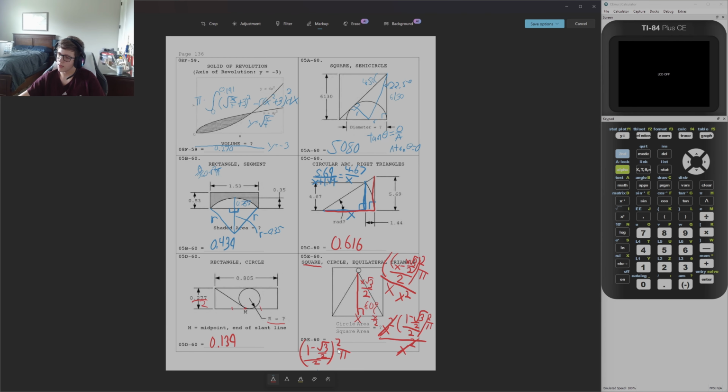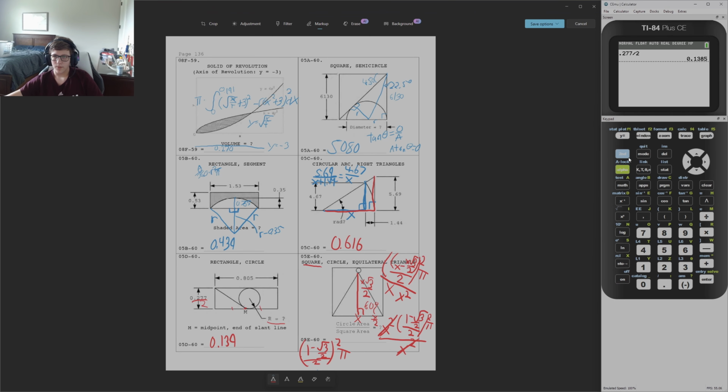All right, let's see if we're right. I'm going to start with the parenthesis. Then we have a fraction 1 minus, I'm just going to write it like this for simplicity. Then all over 2, and then you square it and multiply it by pi. 0.0141. That is our correct answer.